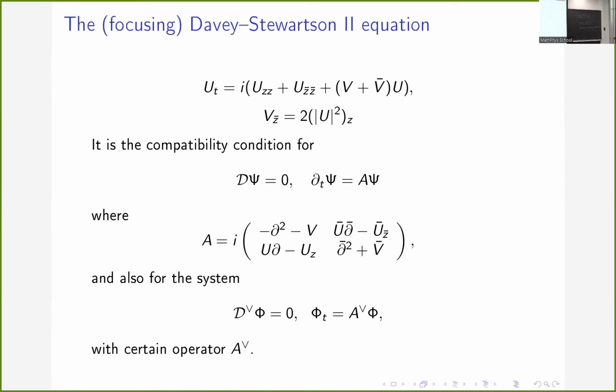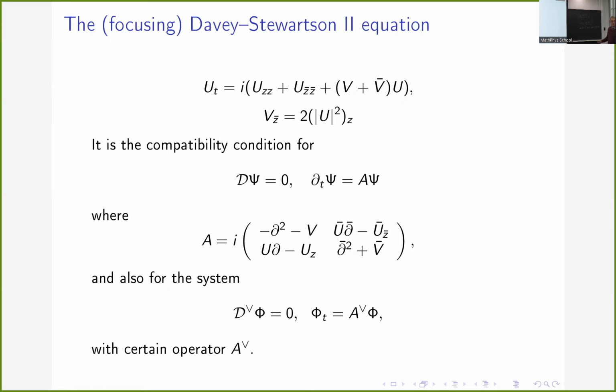Yeah, it's this equation: U_t equals i times the second derivative in z plus the second derivative in z bar plus this term. And there is the constraint. This is the usual constraint of the two-dimensional soliton equation. This potential has to be related to U as V_z bar equal to the square root of U over z. It is actually the compatibility condition for this system.